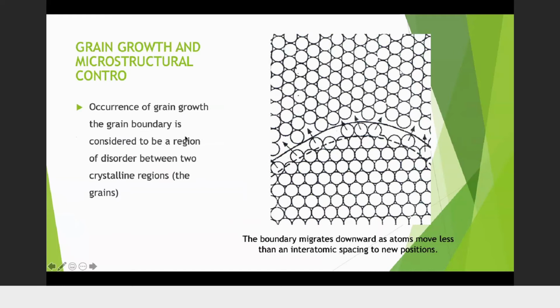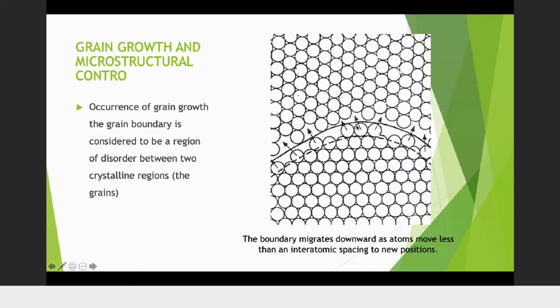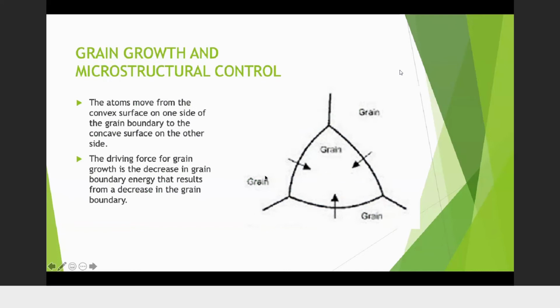So for the occurrence of grain growth, the boundary is considered to be a region of disorder between the crystalline regions, okay, right here. So you have your grain boundary here and you have your atoms here. So this is a concave and convex surface, and you can see that the migration of the atoms is this way, okay? They're moving downwards, but you can see that it is as though it's going upwards right here. So they are moving in this direction. The atoms move from the convex surface on one side of the grain boundary to the concave surface, right? We know that in the beginning. So the driving force for grain growth is the decrease in grain boundary energy, and that results from a decrease in the grain boundary. So the less grain boundary, that will move your atoms.